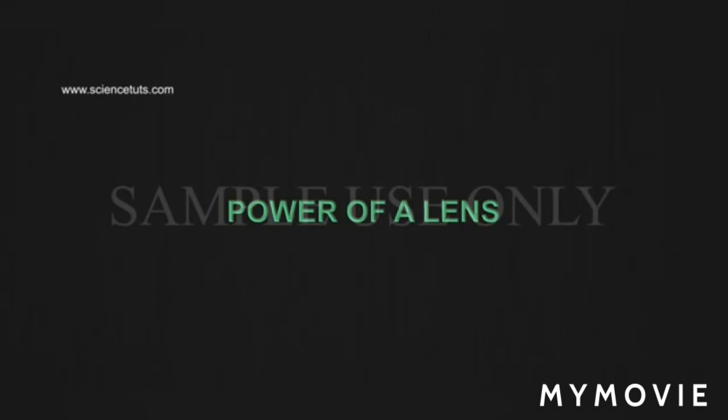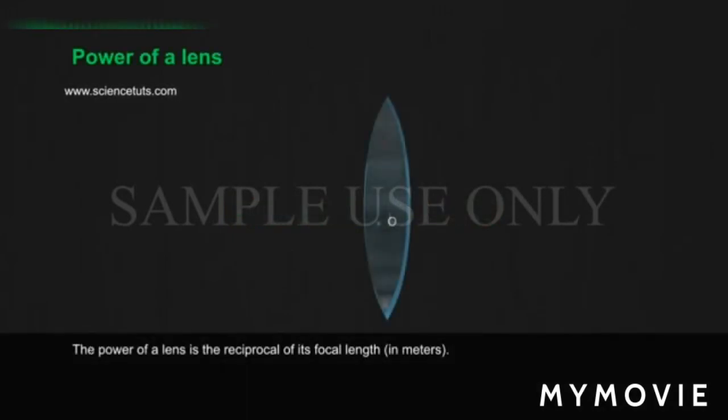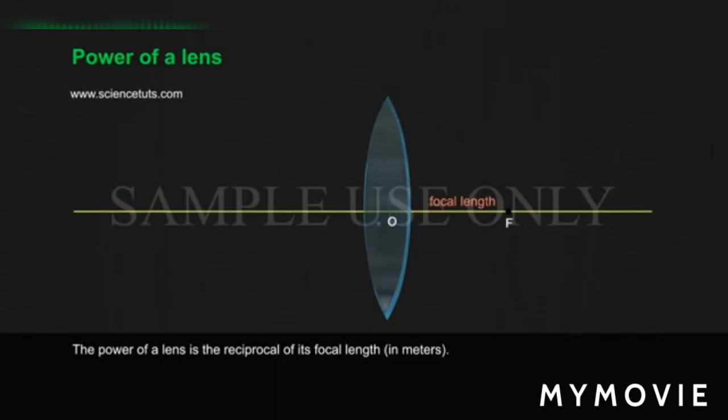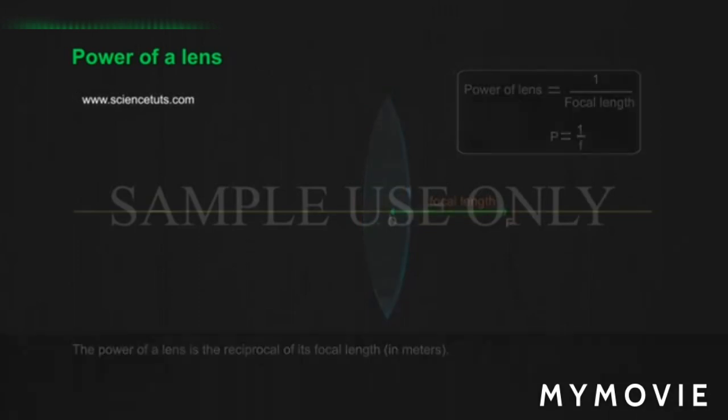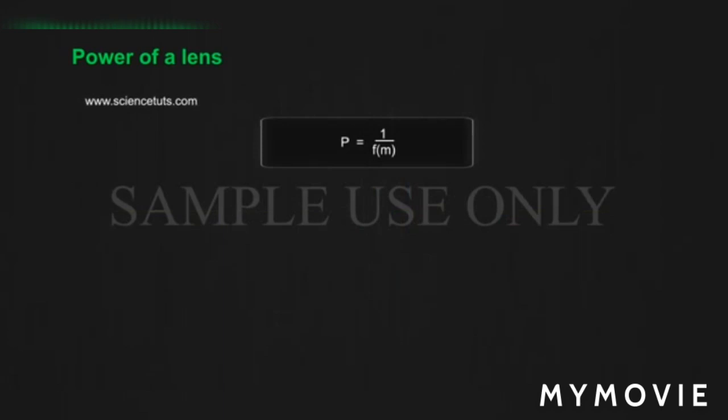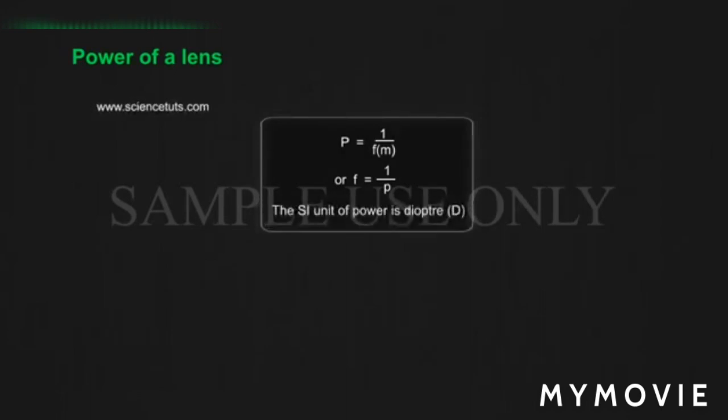Power of a lens. Power of a lens is the reciprocal of its focal length in meters. It is represented by the letter P. The power P of a lens of focal length f is given by P equals 1 by f of m, or f equals 1 by P. The SI unit of power is diopter, D.